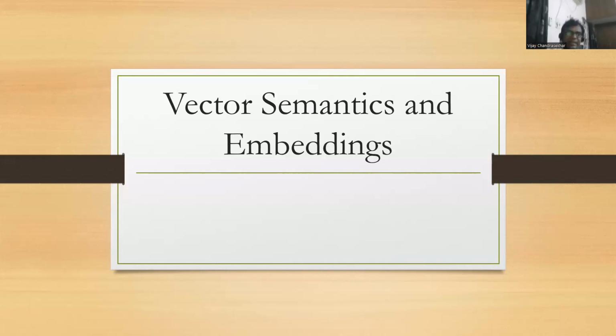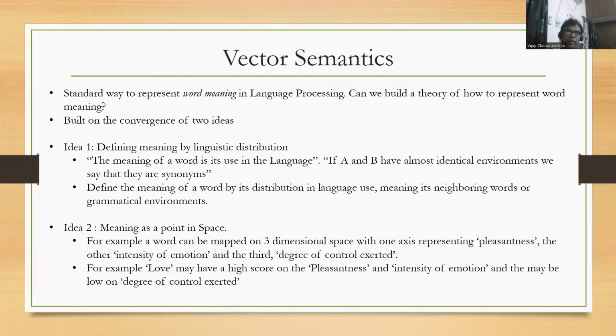Next thing is embeddings. The question arises, what is that? Just park this aside because embeddings is not a particularly easy concept to understand, but we'll take it up when we get there. Vector semantics is basically a standard way to represent word meaning in language processing. That is, how do you represent the meaning of a word? So can we build a theory of how to represent word meaning?